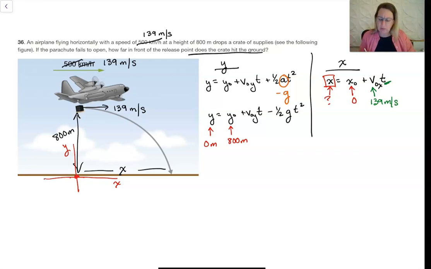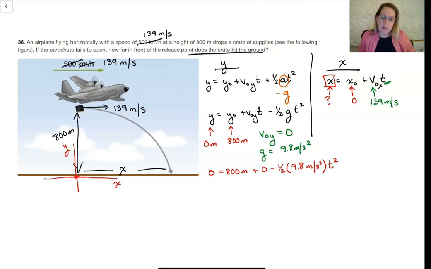So it looks like we can probably get it, hopefully, from the y equation. So if we look at the y equation, our final y is equal to 0, and g, of course, is 9.8 meters per second squared. So if we plug all of that in, we get that 0 is equal to 800 meters plus 0 minus 1/2 times 9.8 meters per second squared times time squared. So that's pretty straightforward. Then we can solve this.